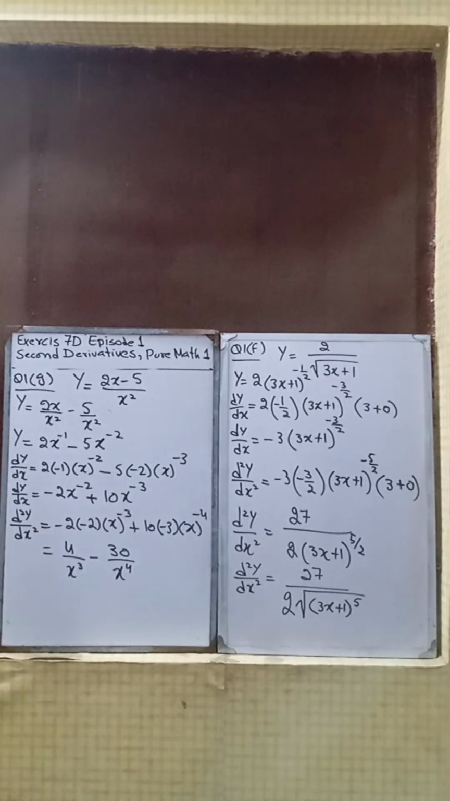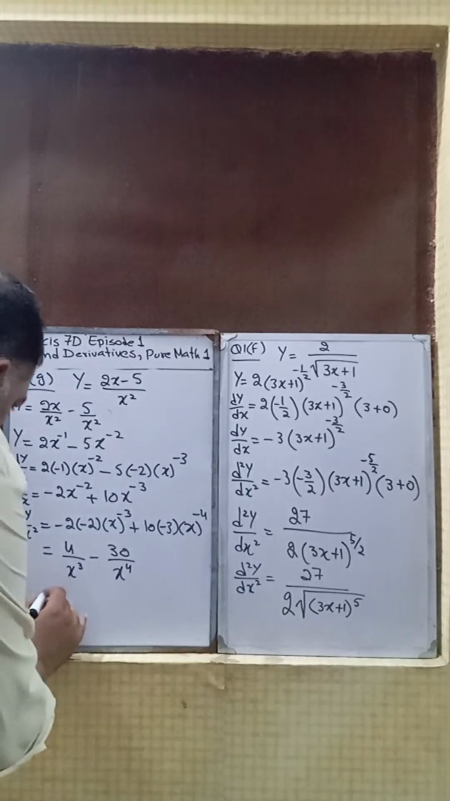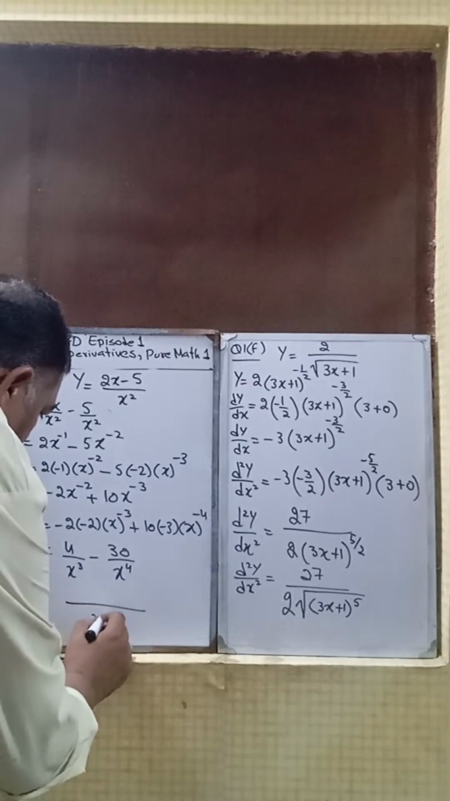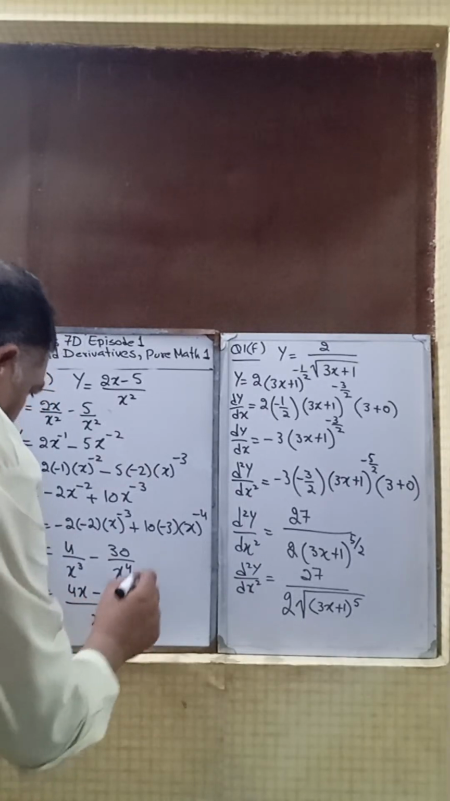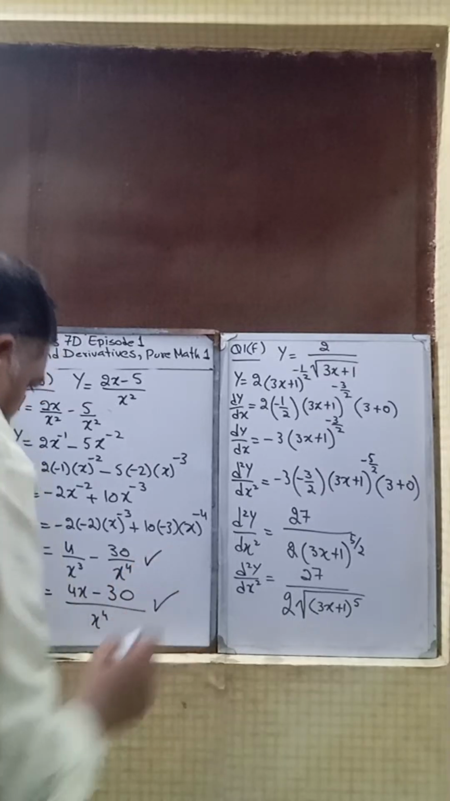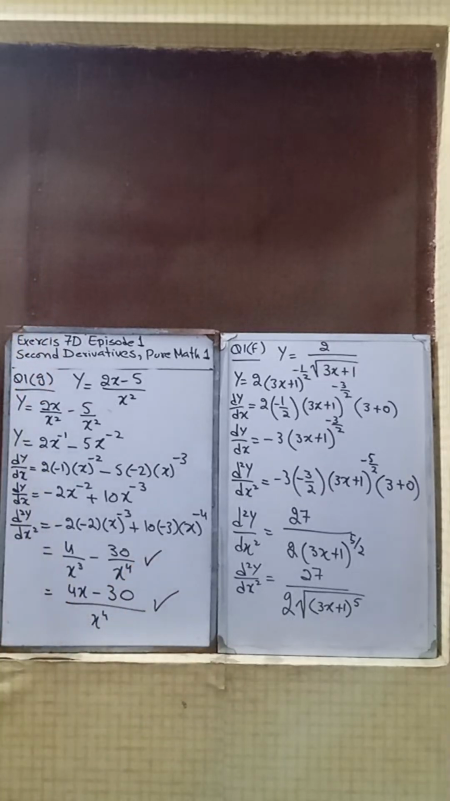Let's check if we can further simplify this. So what they have done, they have simplified it. They have taken the LCM. So the LCM will be x raised to power 4. Here you will have 4x minus 30. You can write in this form. In your book, the answer is in this form. So this is how we will do question number 1 and its G part.